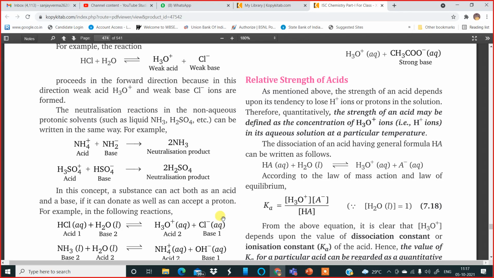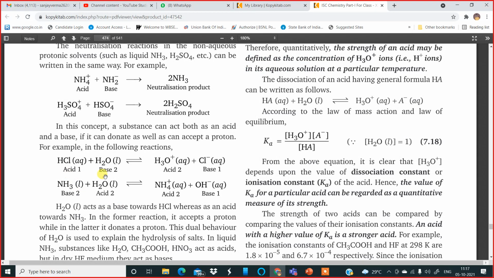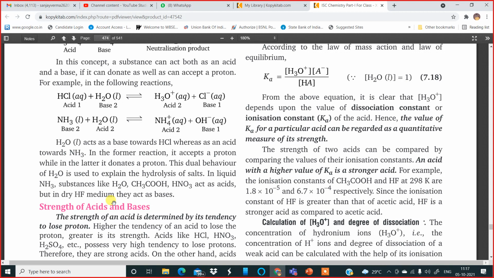So if a substance can donate as well as accept a proton at the same time, it can act as an acid as well as a base. Some examples are here: acid 1, base 2, conjugate base. The acid is here, conjugate base. The base is here, conjugate acid is here. That is the pair. So this is what you have to try to understand.